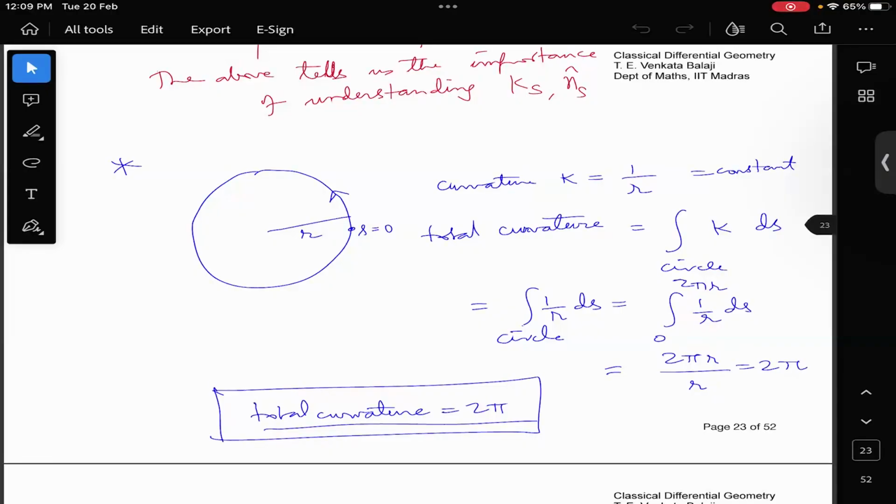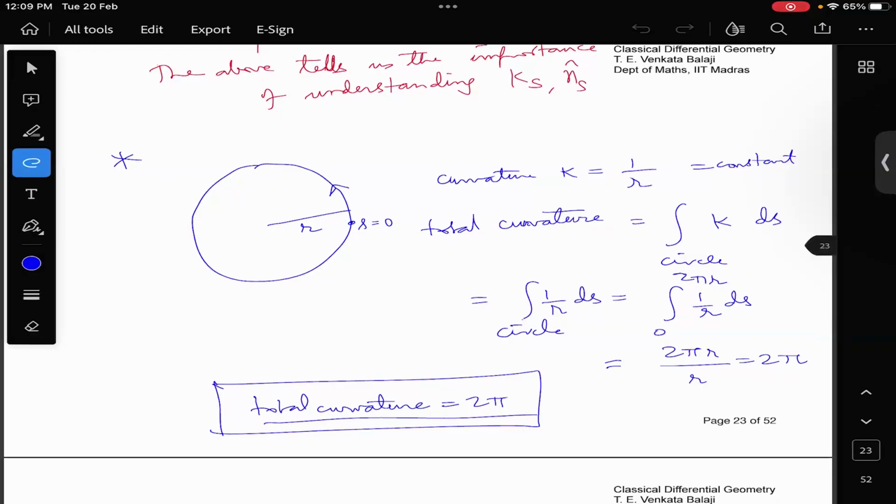Then the other thing I told you was trying to understand this business of total curvature. I was trying to tell you last time that if you calculate the total curvature as you go once around a circle, it turns out to be 2 pi. If you take a circle of radius r, the curvature is 1 by r, and you integrate 1 by r over the arc length. Since 1 by r is a constant, you get arc length by r, which is 2 pi r by r, so you get 2 pi as the total curvature.